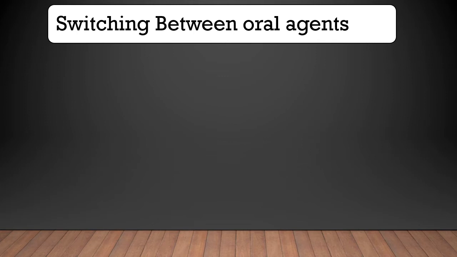So first we will be discussing switching between oral agents. PRASUGREL and TICAGRELOR are characterized by enhanced pharmacodynamic effects compared with CLOPIDOGREL, and therefore switching between oral P2Y12 inhibitors may result in a variation from a less intensive to a more intensive agent, that is CLOPIDOGREL to PRASUGREL or TICAGRELOR, or vice versa from a more intensive to a less intensive agent, that is PRASUGREL or TICAGRELOR to CLOPIDOGREL. These modalities of switching are defined as escalation and de-escalation respectively.